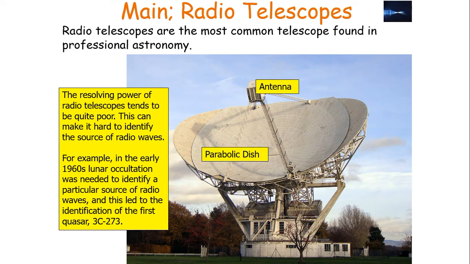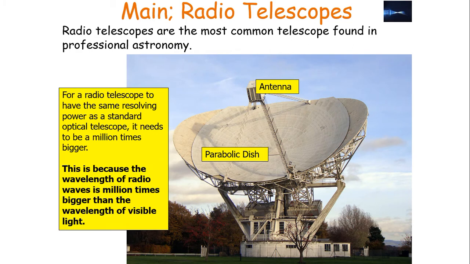So for example, in the early 1960s, a lunar occultation was needed to identify a particular source of radio waves, which led us to the identification of the first quasar, which we'll look at later in the course.